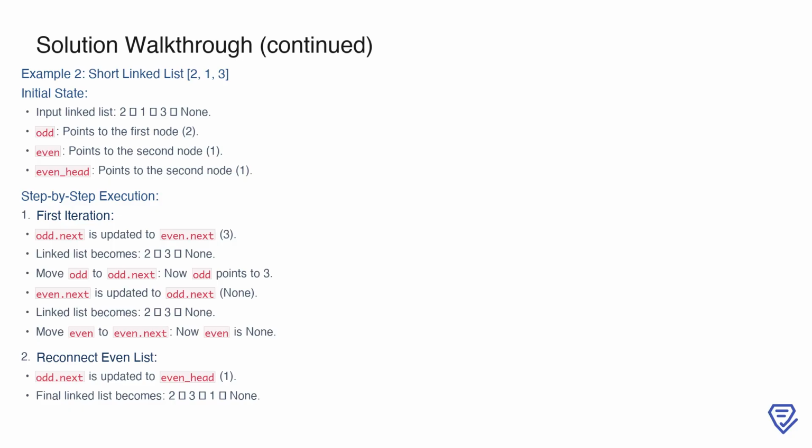Then, we move the odd pointer forward to its next node, so it now points to the node with value 3. Next, we update even.next to point to odd.next, which is none because there are no more nodes after the third node. This effectively terminates the even list, and even is moved forward to none. To reconnect the lists, we update odd.next to point to even_head, which is the head of the even list starting at node 1. The final reordered linked list is 2 3 1 none.